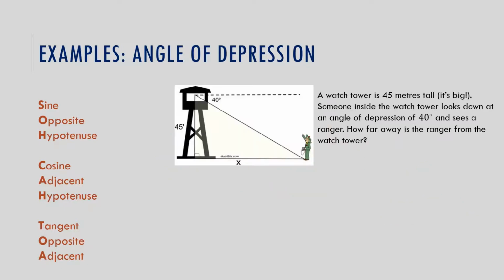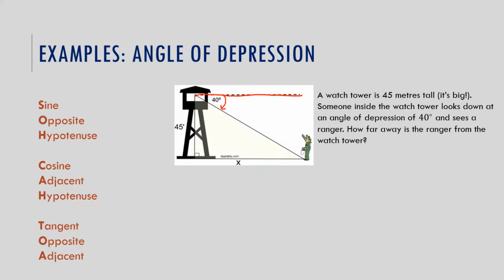What about using angle of depression to problem solve? So a watchtower is 45 meters tall. It's a big watchtower. Someone inside the watchtower looks down at an angle of depression of 40 degrees. Their horizontal would be their normal, but if they're looking down, it is an angle of depression, and it's down 40 degrees. And they see a ranger, so that's this little cool guy here. He looks pretty cool. And how far away is the ranger from the watchtower? So that there is your X. You're wanting to know how far away he is. So that's X meters. You also have 45 meters tall, so that length there is 45.